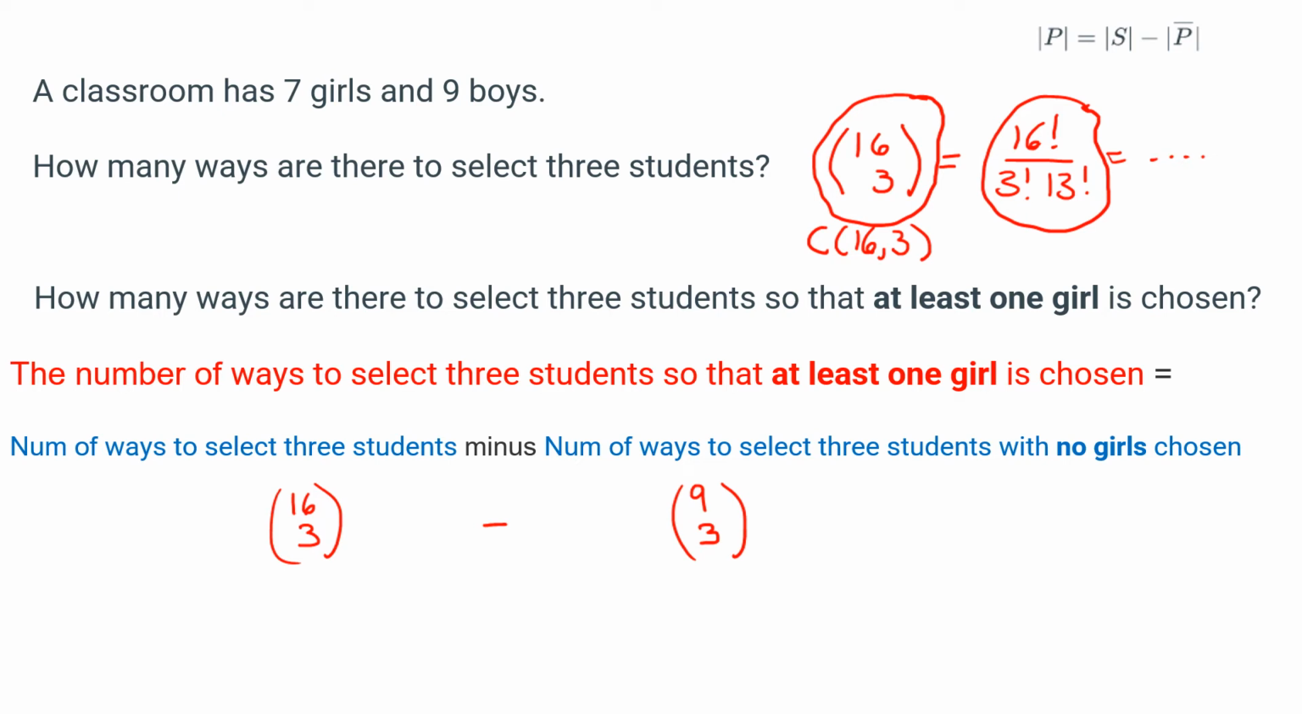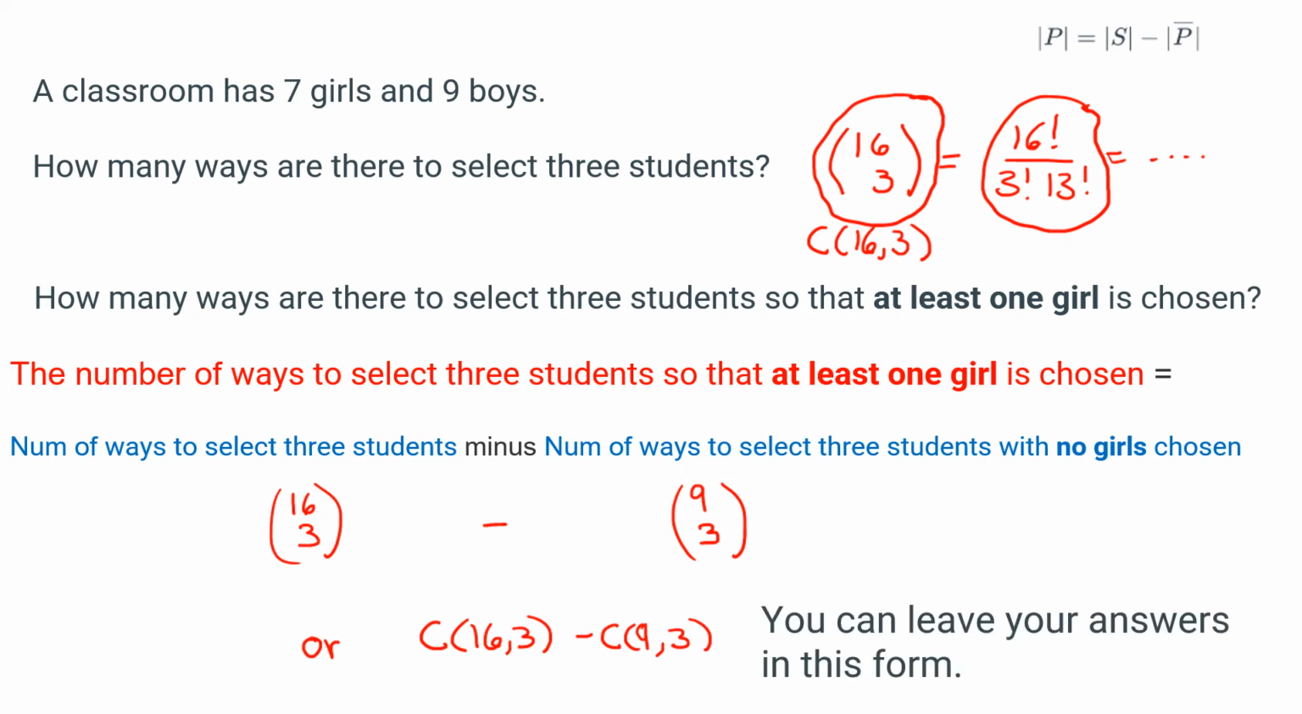And again, we could go and use the formula, but we won't. With zyBooks and also with the problems that I ask, even on the test, I would have you answer in these terms, like just type in 16 choose 3 minus 9 choose 3, or this with the combination: capital C 16 comma 3 minus capital C 9 comma 3. Okay? And again, you can leave your answers in that form.